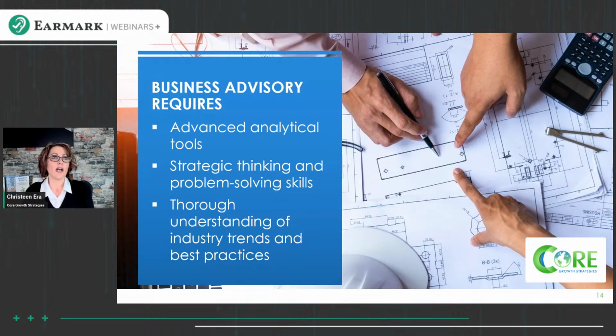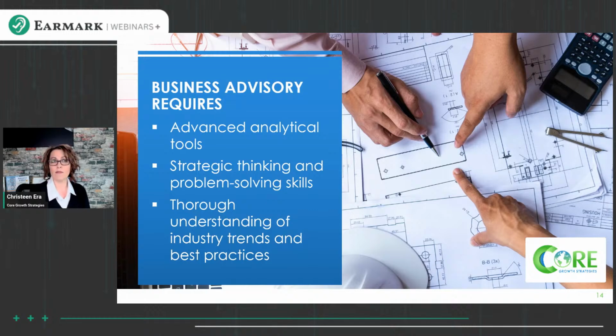So let's go over a couple of effective business advisory requirements. If you're going to be moving into this, or you're curious about moving into it, or you're trying to get your team to move into it, some of the things that we will need are those advanced analytical tools. Like, what tools do we have in our toolbox? That strategic thinking and problem solving skills. So, is that you? Do you have that strategic thinking and problem solving skills? Do you get excited about that?